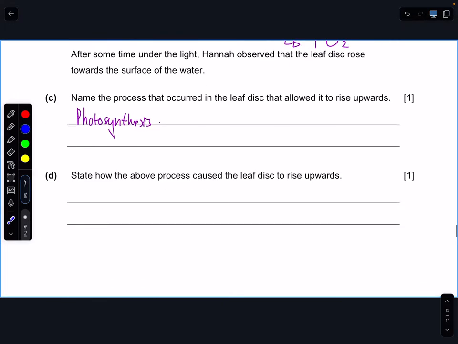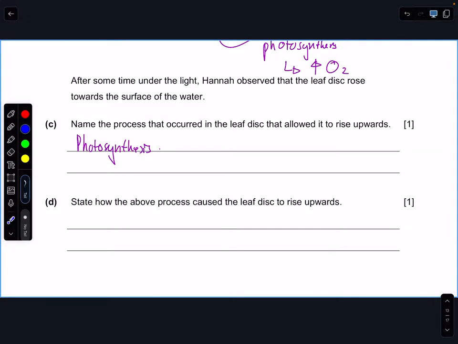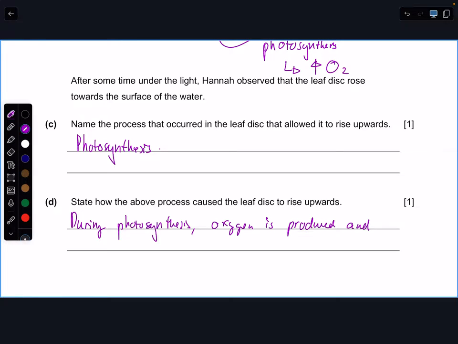Okay? So explain how the above process works. So during photosynthesis, oxygen is produced and released via the stomata under the leaves.